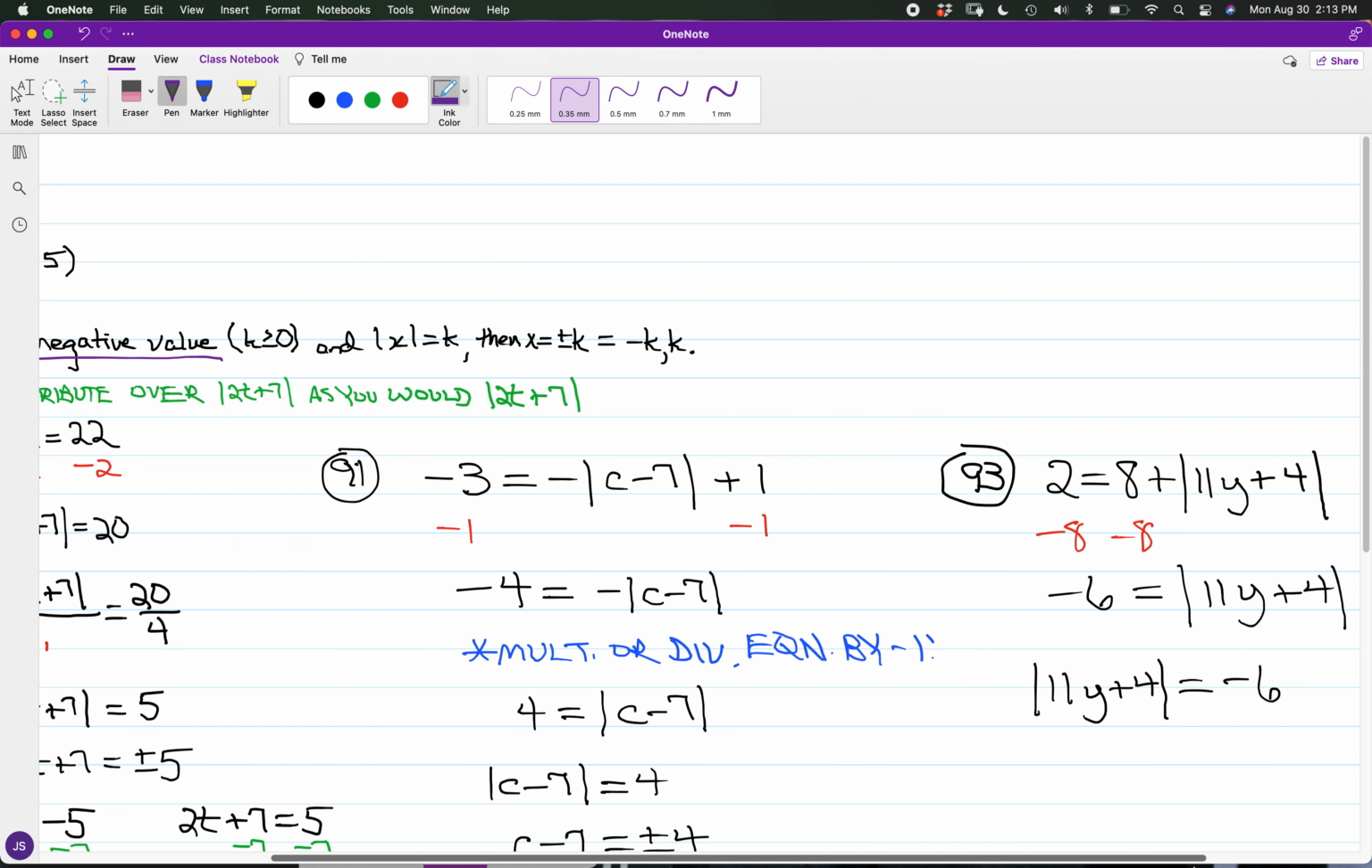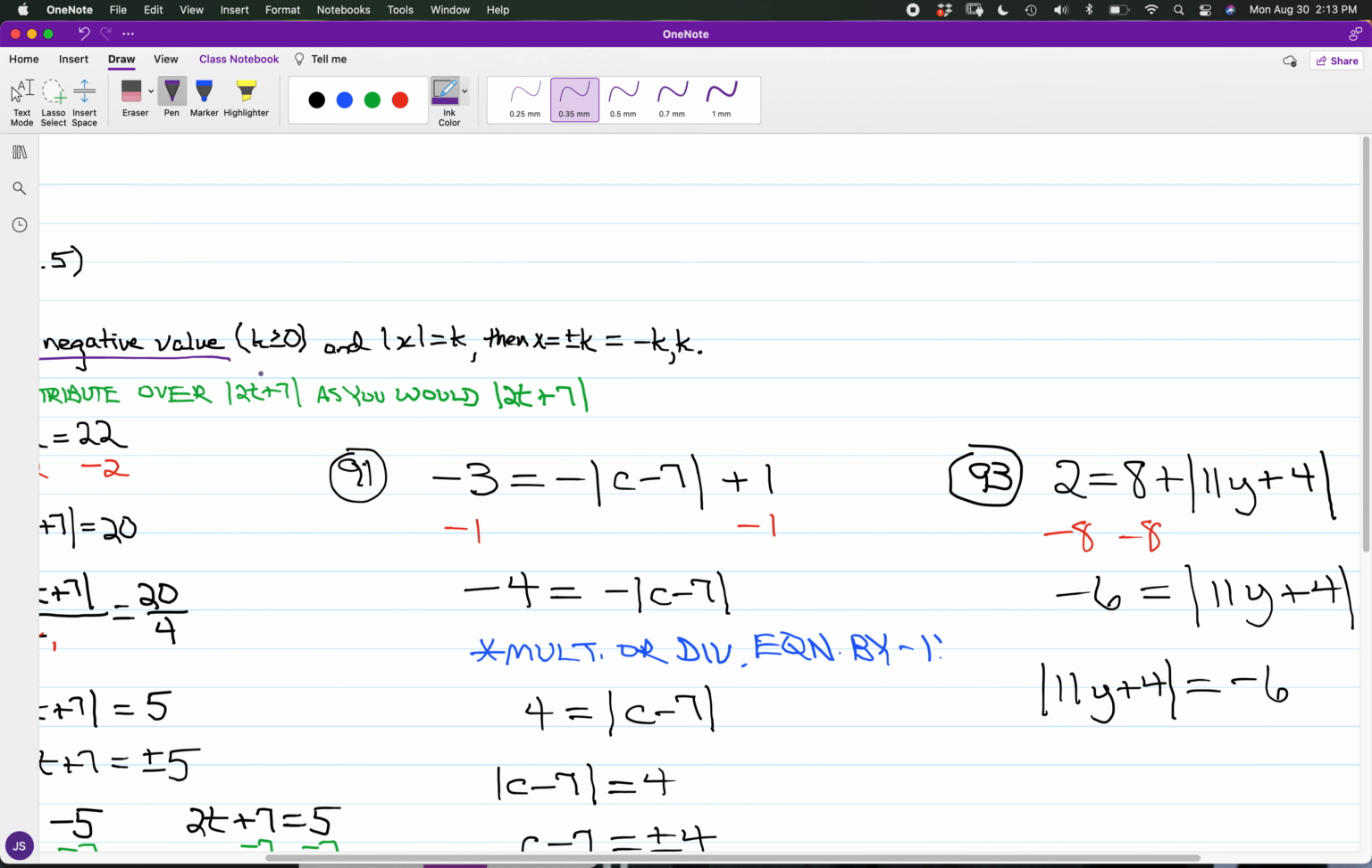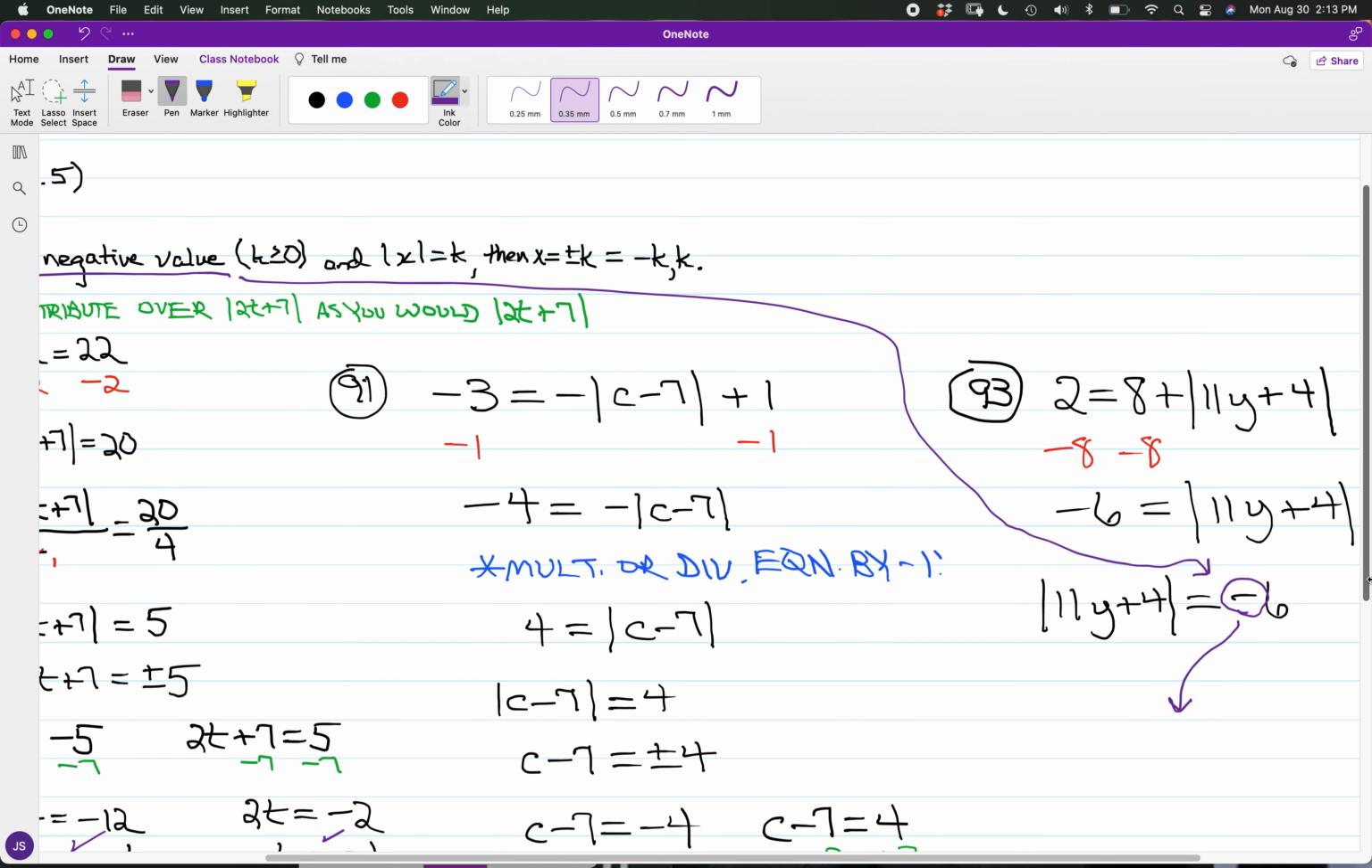Now look at what we have for k. We have a minus amount. Since k is at negative 6, we have a problematic situation. Anytime you have k to be negative after the absolute value term is isolated, automatically you have no solution.